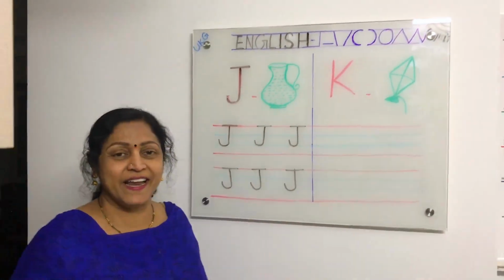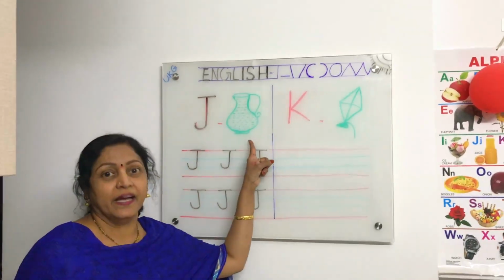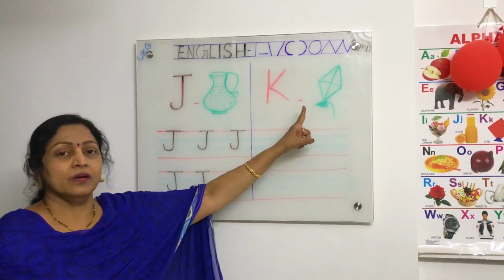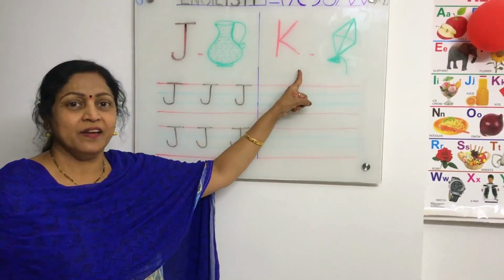So, what is this, children? This is letter J. J for jug. J says j. Okay. Now, shall we move to letter K? Shall we learn, children? Okay.